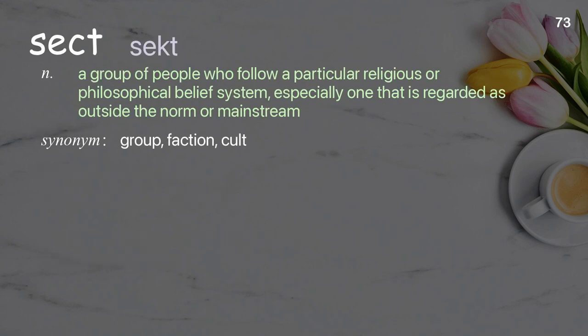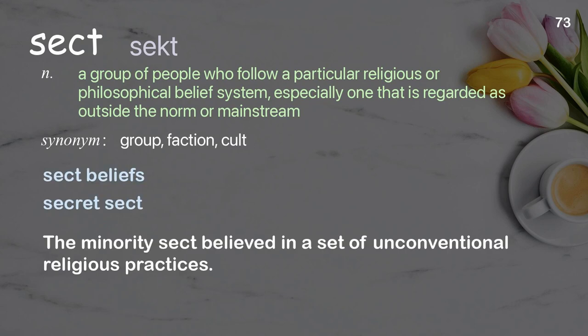Sect. A group of people who follow a particular religious or philosophical belief system, especially one that is regarded as outside the norm or mainstream. Examples: sect beliefs. Secret sect. The minority sect believed in a set of unconventional religious practices.